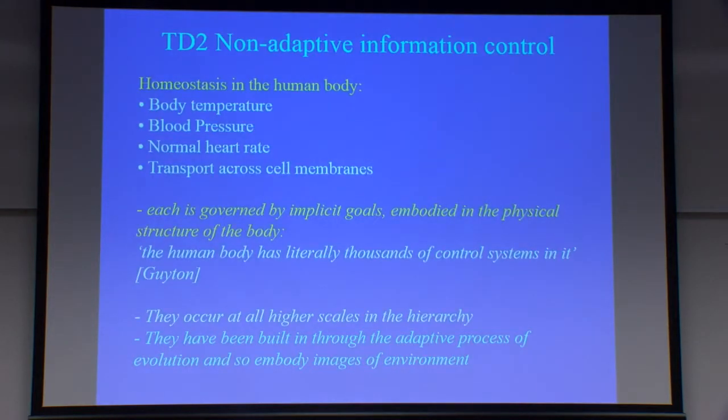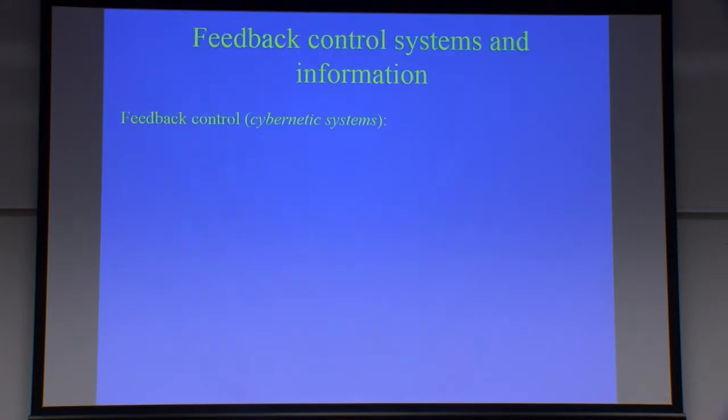Now, non-adaptive information control. There are masses of examples of homeostasis in the human body: body temperature, blood pressure, heart rate, transport across membranes. Each is governed by implicit goals embodied in the physical structure of the body, and the human body has thousands of control systems in it. They occur at all levels in the scale, and they've been built into the body through the process of adaptive evolution, and so in a sense embody images of the environment.